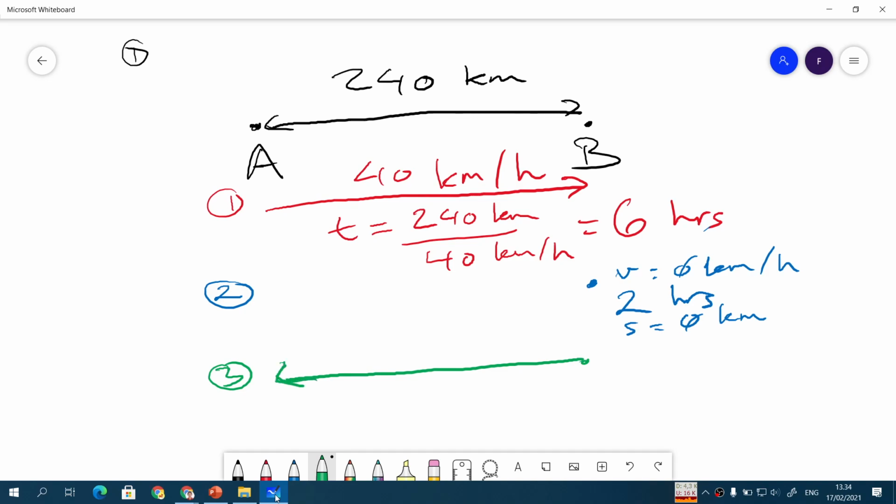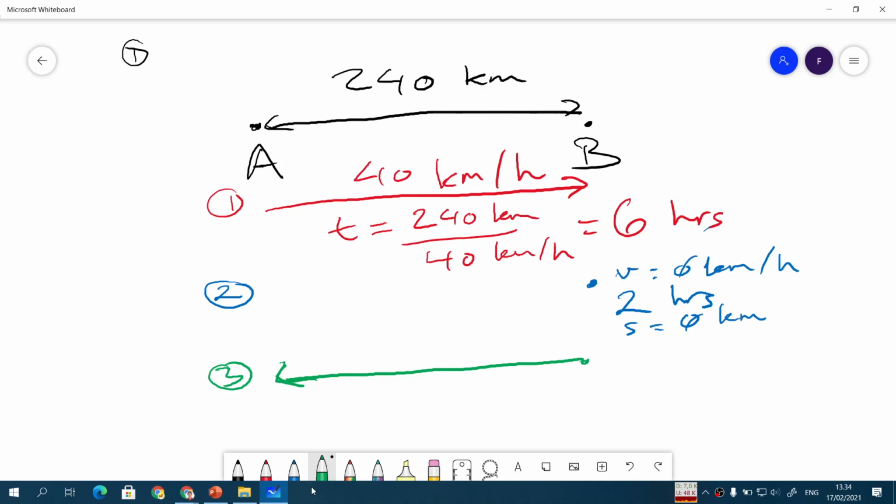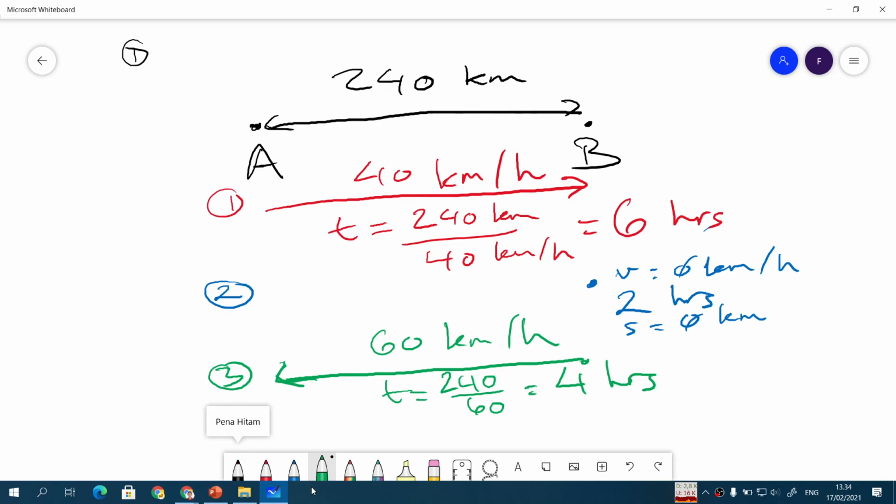Yeah, the speed from A to B was 60 kilometers per hour. So the time needed to move from B to A is 240 divided by 60, which is 4 hours. Okay, now let's summarize all of them, because we need to calculate the average speed here.